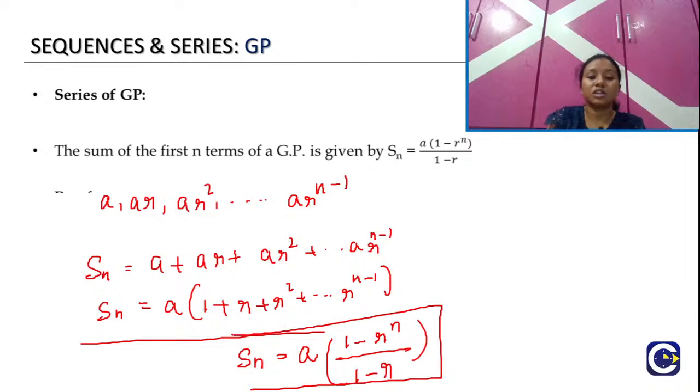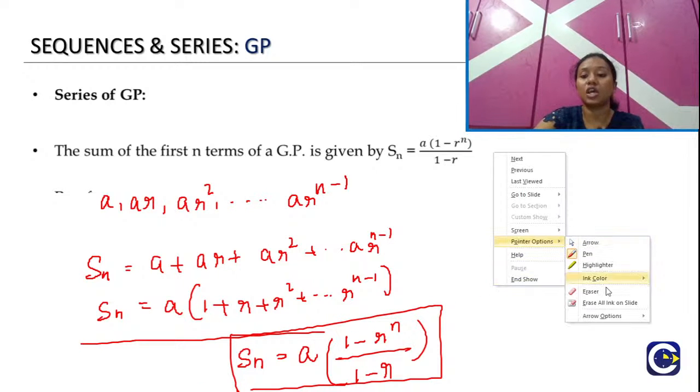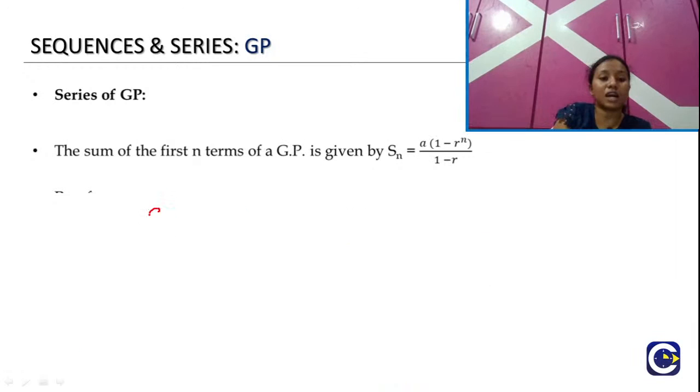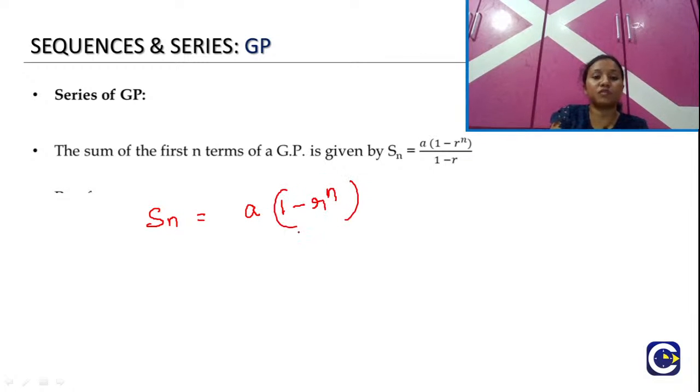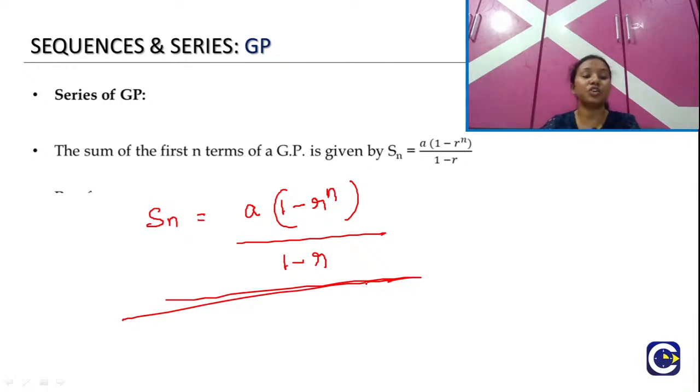So this will be the sum of n terms, that is the first n terms of a geometric progression. In simple terms, we can say that our Sn will be equal to A, which is the first term of the geometric progression, into 1 minus r power n, where r is the common ratio of the geometric progression and n is the number of terms present in this geometric progression, divided by 1 minus r. So this is the generalized formula which we are going to apply while finding the sum of the first n terms of a GP. Right.